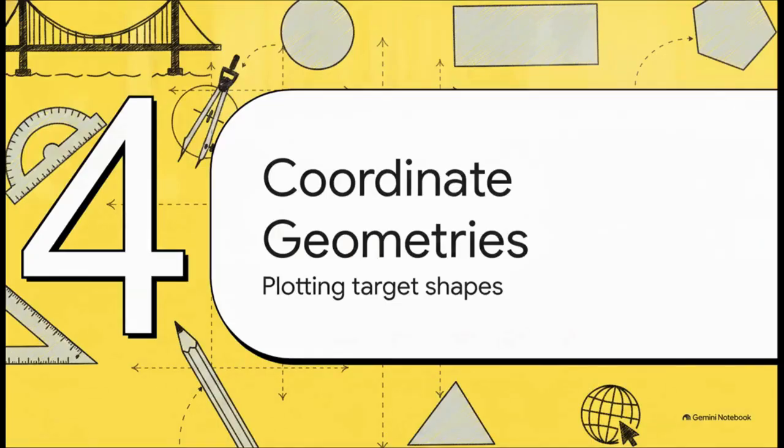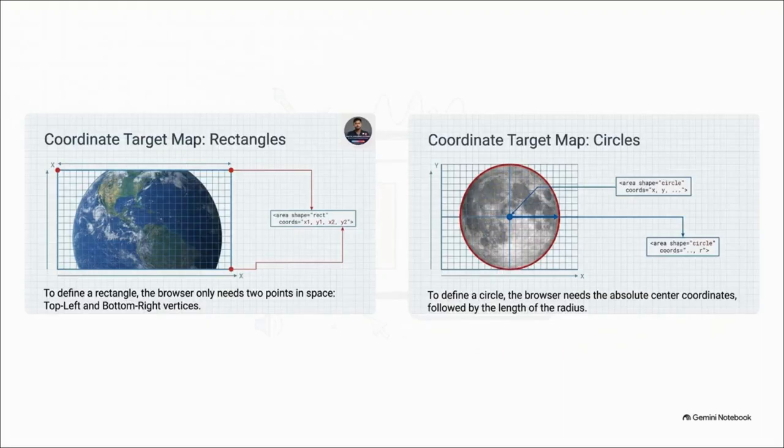Section 4, Plotting Coordinate Target Geometries. With our bridge built, we need to understand the geometry, because the browser needs different instructions depending on the shape. To define a clickable rectangle, the browser just needs 2 points in space: the X and Y coordinates of the top left corner and the X and Y coordinates of the bottom right corner. It just fills in the rest.